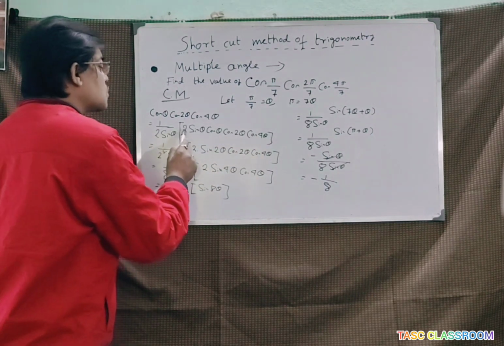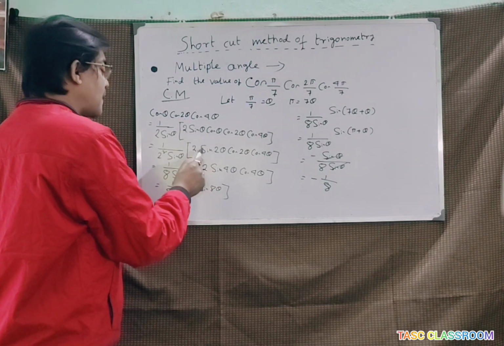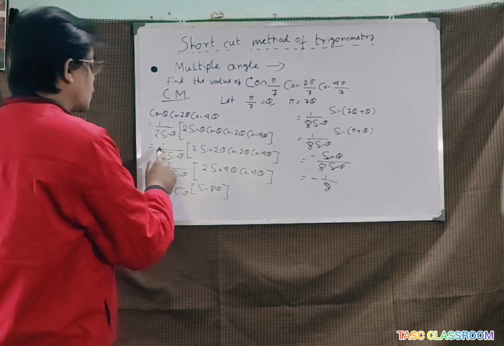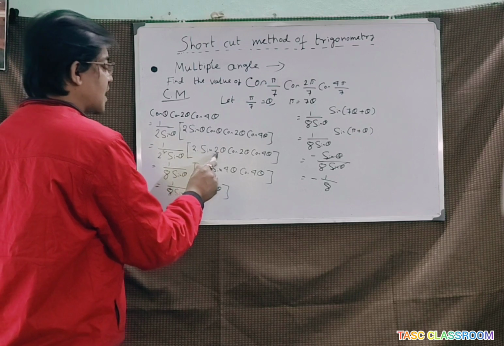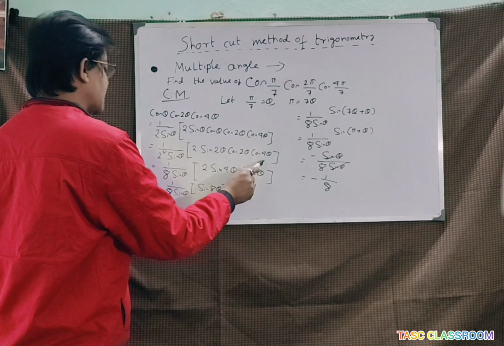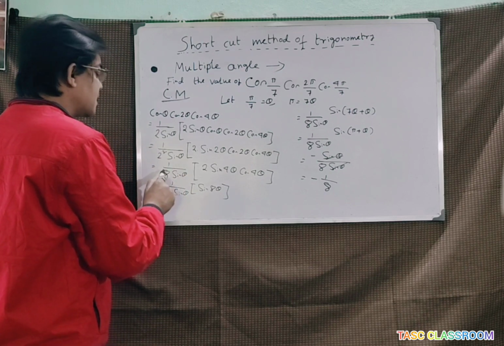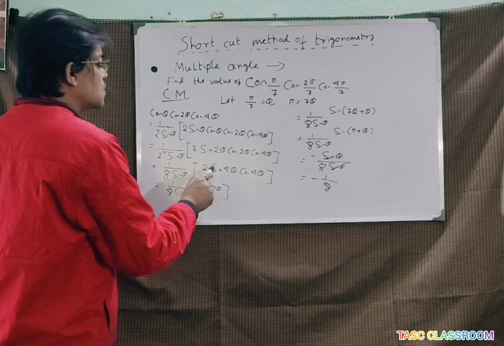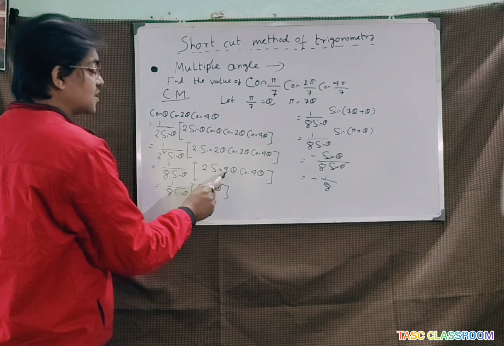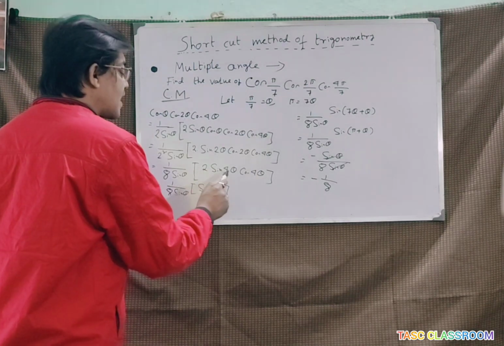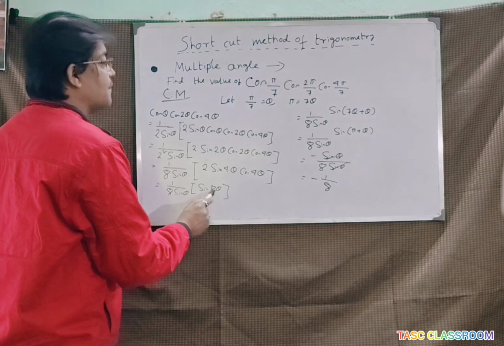Now, we know 2 sin theta cos theta is equal to sin 2 theta. Multiplying again by 2, we have 1 by 2 square sin theta into 2 sin 2 theta, cos 2 theta, cos 4 theta. Multiplying again by 2, we have 1 by 8 sin theta into 2 sin 4 theta, that is 2 sin 2 theta cos 2 theta is equal to sin 4 theta. Therefore, 2 sin 4 theta cos 4 theta is equal to sin 8 theta.